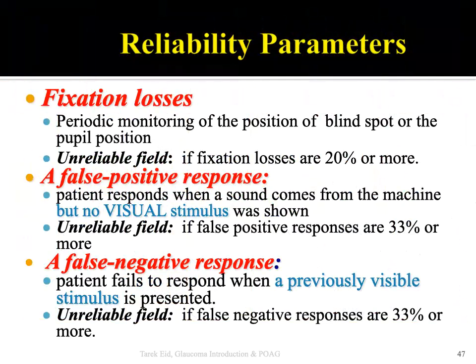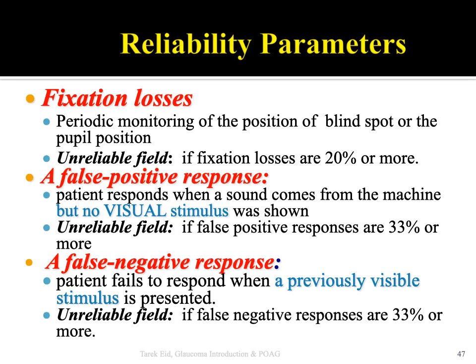We should also point to some important items, which are the reliability parameters of the visual field. We call it fixation losses, because the patient should keep fixation on the point in the machine and not move his eye while doing the test, and a field could be unreliable if fixation losses exceed 20%.